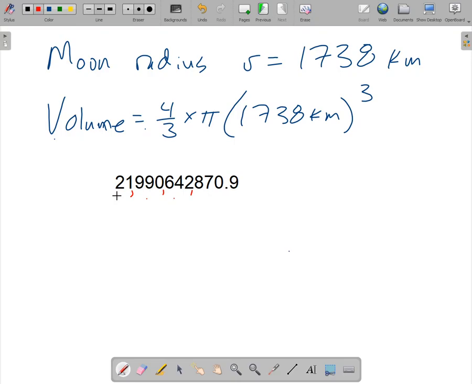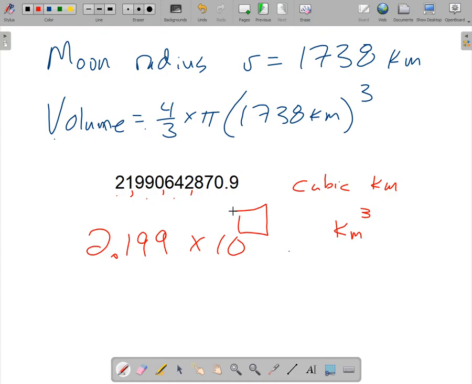If I take kilometers and I cube them, I get cubic kilometers. That's a measurement in volume, which we sometimes write as km cubed, cubic kilometers, 2 different ways to write it. And I'm supposed to put this in scientific notation with 3 decimal places in the mantissa. So I think that would be 2.199. And then I just have to figure out what power of 10 that's going to be. So I want the decimal to be right here.